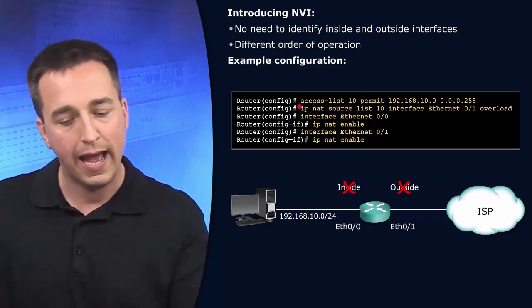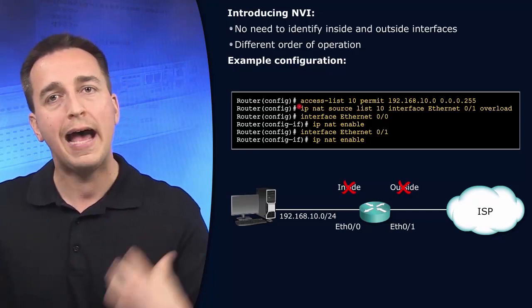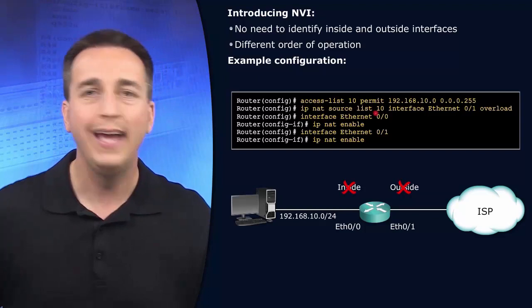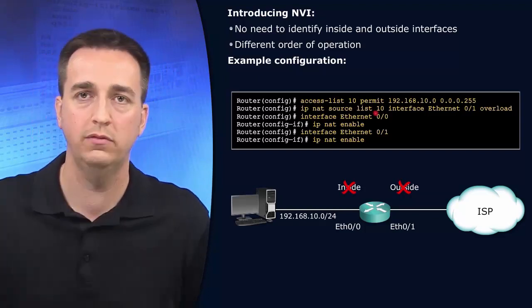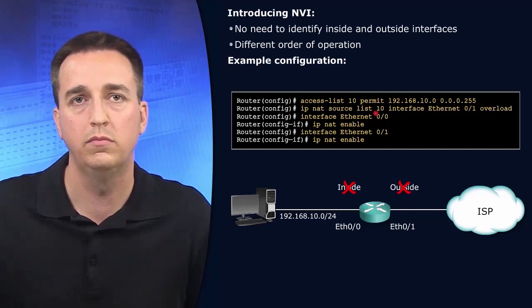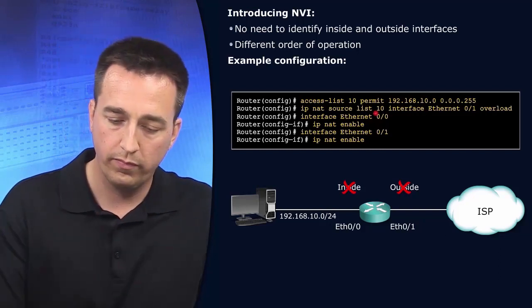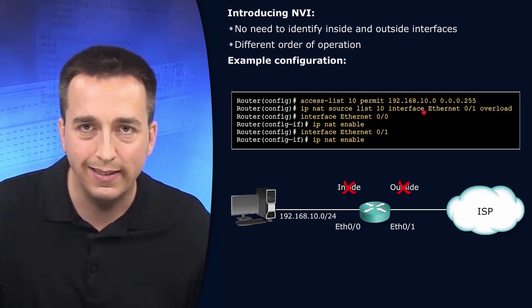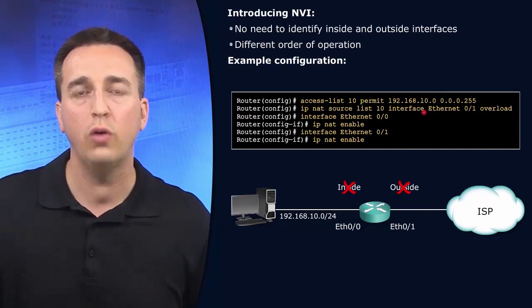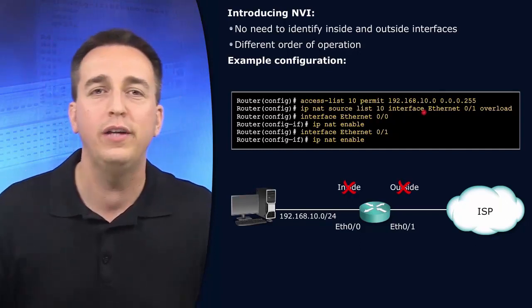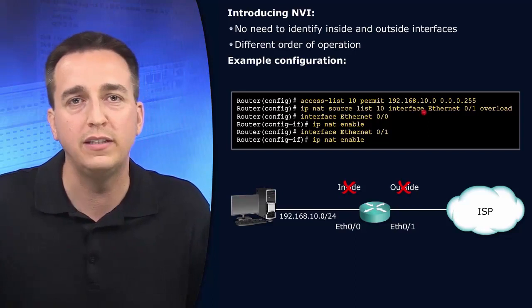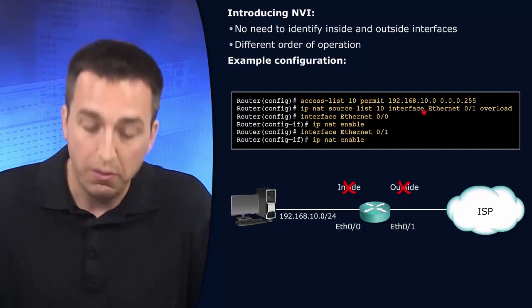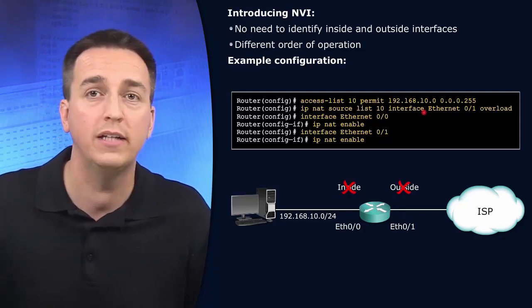We're simply saying IP NAT source. So the source address is coming from the access control list with a number of 10. Doesn't matter what interface it comes in on. It doesn't matter. And when you receive a packet from an IP address in that access control list, you can translate it to the IP address associated with interface Ethernet 0/1, which would be our interface connected to the ISP. And we're overloading on that, so we're doing port address translation in this case.